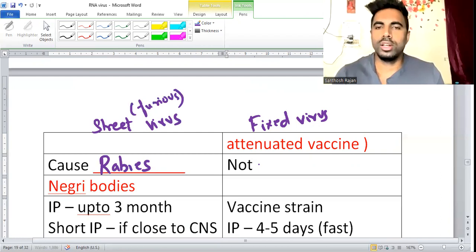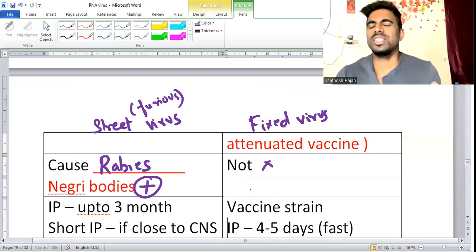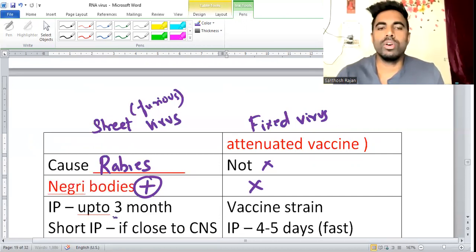Here, the fixed virus is attenuated, just for vaccine. It doesn't cause rabies. Negri bodies are, of course, positive in your street virus, but in the fixed virus, no. The fixed virus is made in the lab, so it's obvious there are no Negri bodies. And the street virus causes the infection.